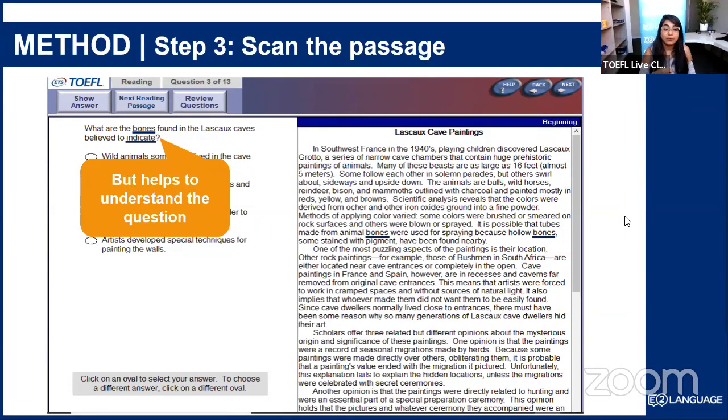So here, when the question asks you, what are the bones found in the Lascaux caves believed to indicate? It means what are they believed to point towards, or what do they stand for? What can we conclude from them being found in that cave?